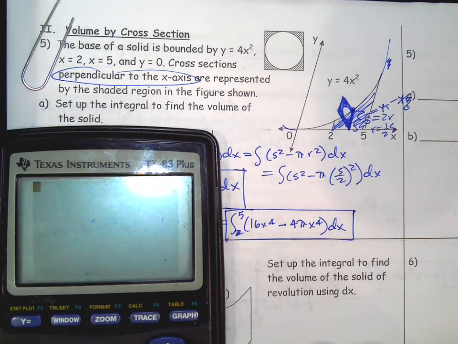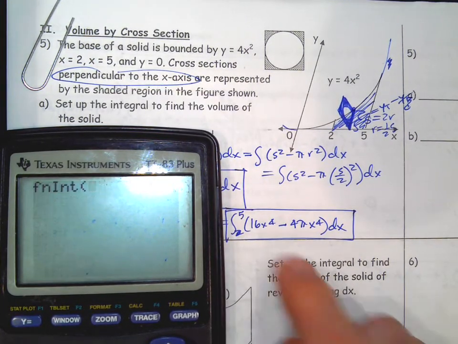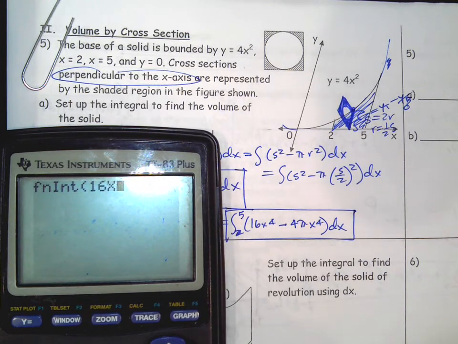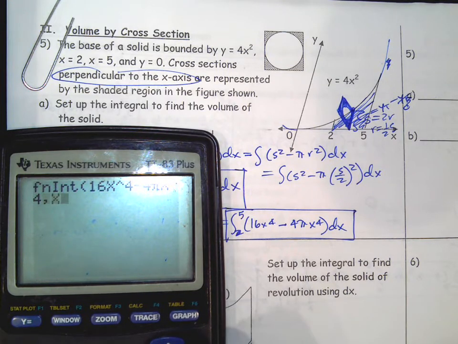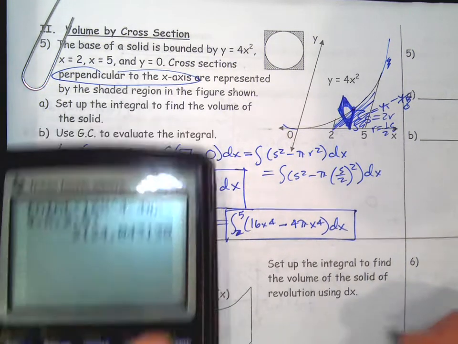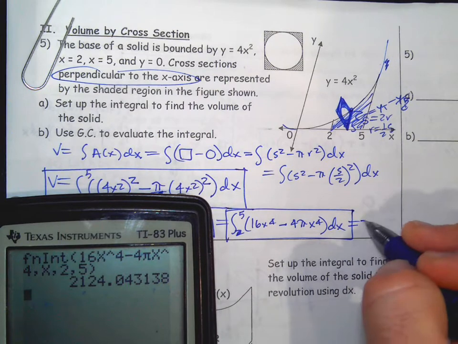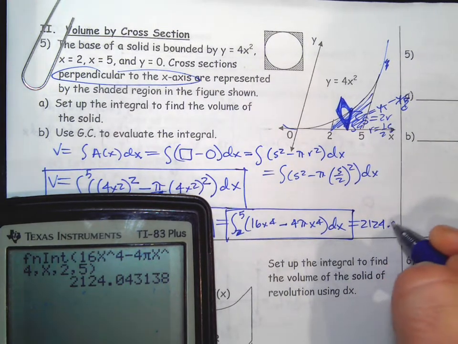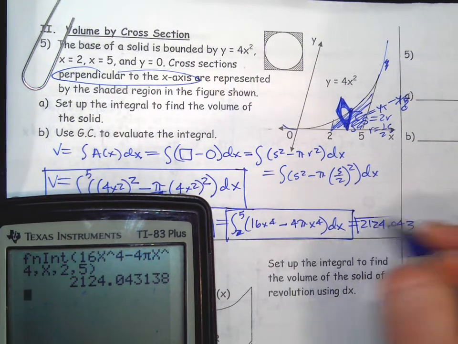So we're going to do math 9. We could just do this one: 16x to the fourth minus 4 pi x to the fourth, comma x, comma 2, comma 5. And the answer is 2124.043. 3 decimal, actually rounded or truncated comes out the same this time.